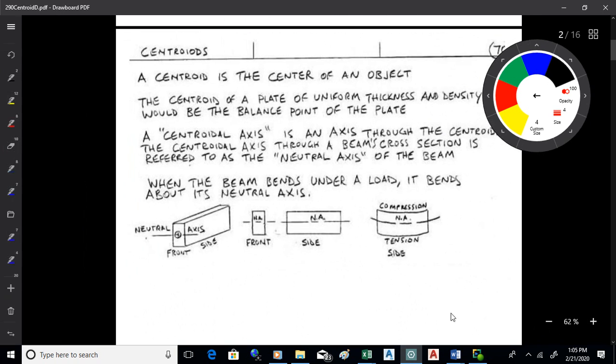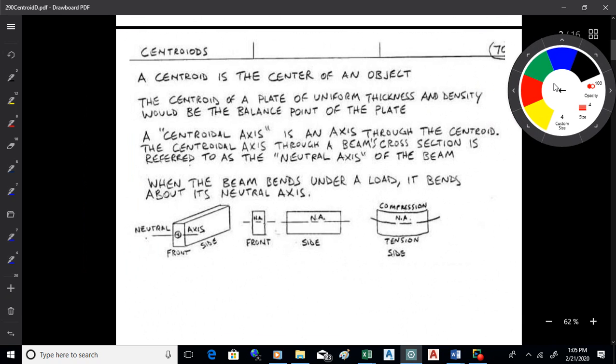Now the word centroid comes from the word center. It means in the middle. If you have like a plate, the centroid is the balance point of the beam, okay? Or of a plate, that's how I think about it. It's the middle of something.